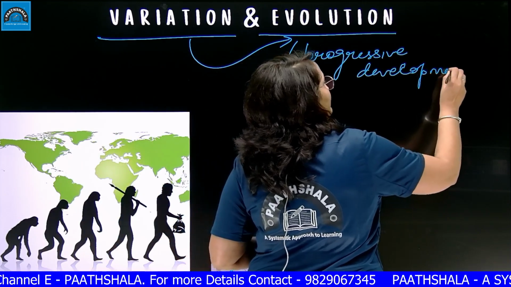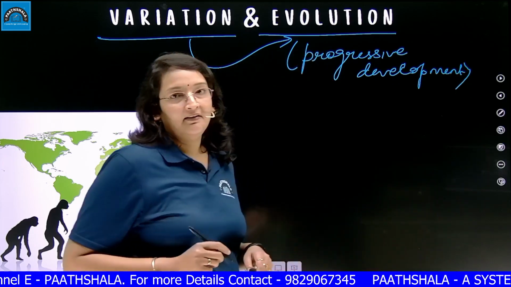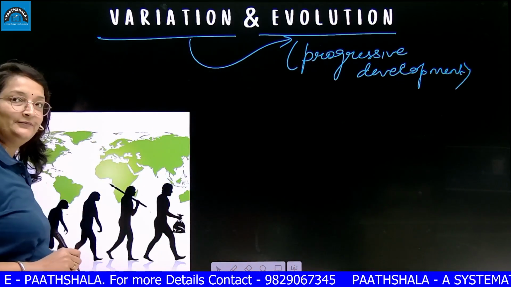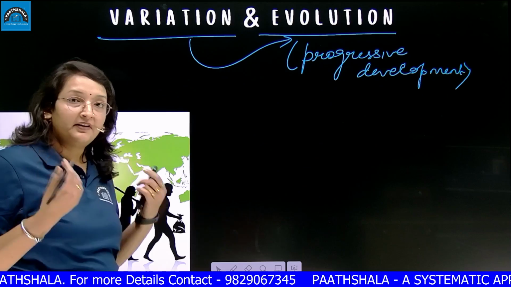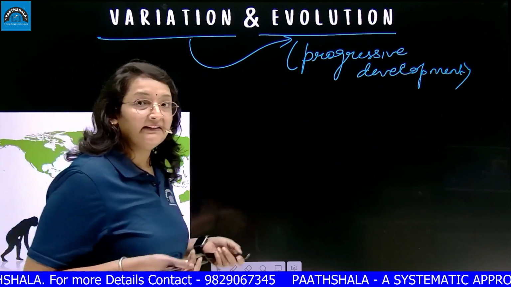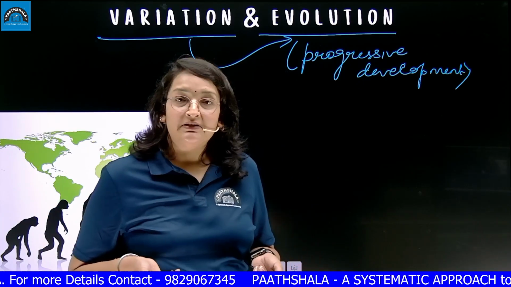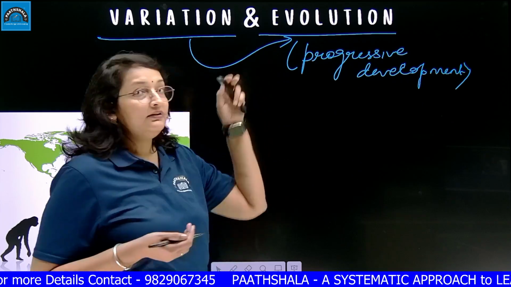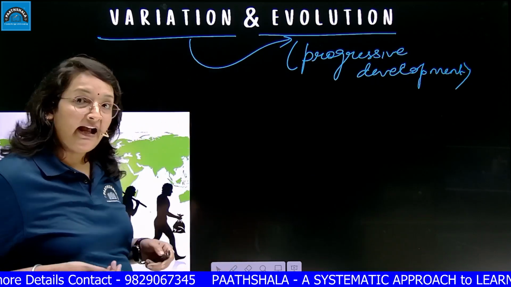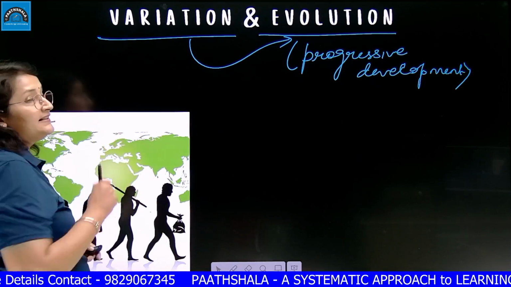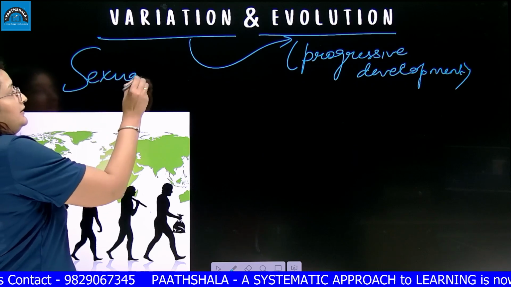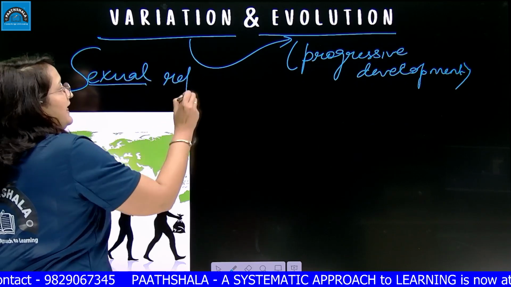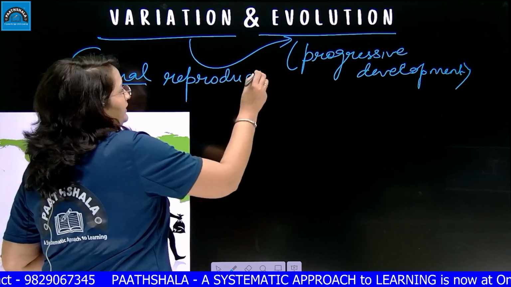You all must have heard that we originated from apes. We have evolved from apes. We have progressed. We have better thinking capacity. We are more civilized because we have undergone this evolution. And why? Because evolution results from variation, and this variation is always shown in sexual reproduction.